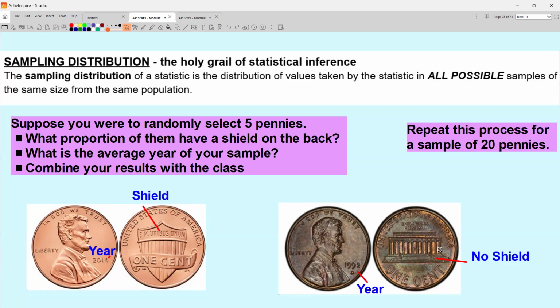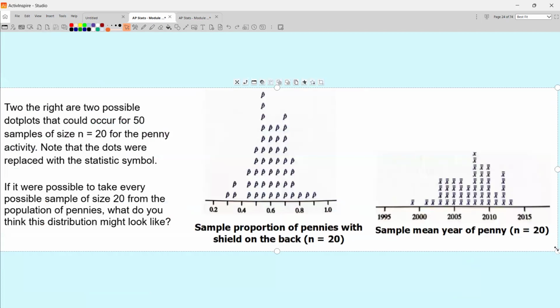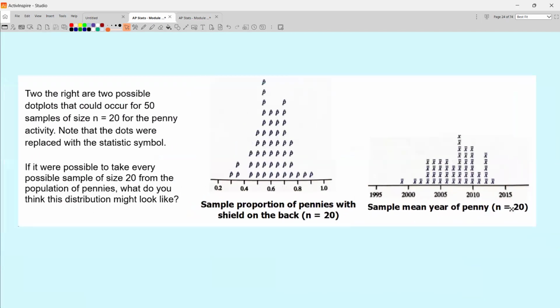And the question might say, what proportion of them have a shield on the back? And we can do a sample of 5 pennies or a sample of 10 pennies or 20 or whatever, and combine all those samples to create what's called a sampling distribution. And we can do that with the years too. We can measure the years, maybe 2014 or 1992 or 2022. And we can average all of our years together in our samples and put them together in a distribution. That distribution might look something like this.